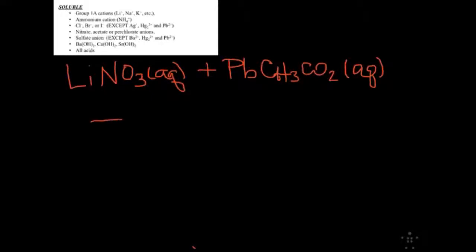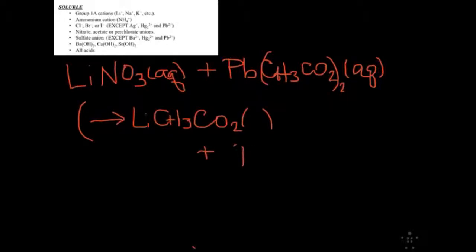And if they were to react, then we'd have lithium acetate. Oh, and I forgot to make this lead 2 acetate. We'd have lithium acetate, and we'd have lead nitrate. And I would have to have some other numbers in here to get this to balance out. I would need a 2 there, a 2 over here, oops, not a 2 there, nope, that does it. I've got 2 lithiums on both sides, 2 nitrates on both sides, 2 acetates on both sides.